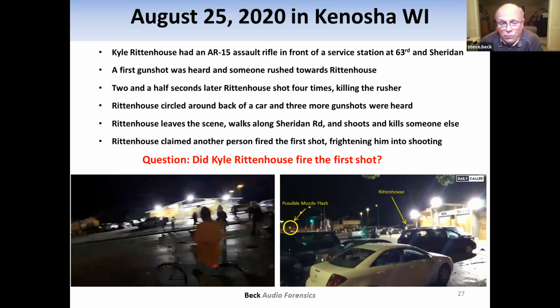So what they had was a number of live stream videos, and I was able to extract the audios, but I have a couple of screenshots from the live stream videos. On the left-hand side is a cell phone that is in front of the service station. And on the right-hand side at the bottom is one off to the side. And you can actually see Rittenhouse over there.